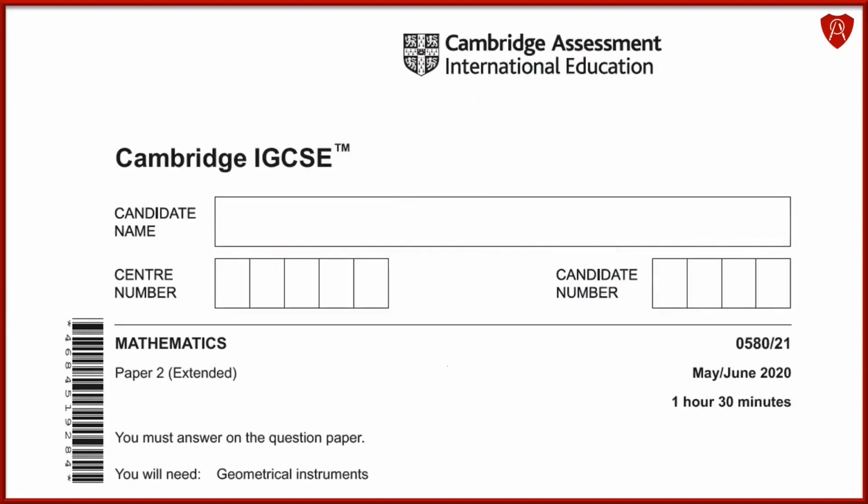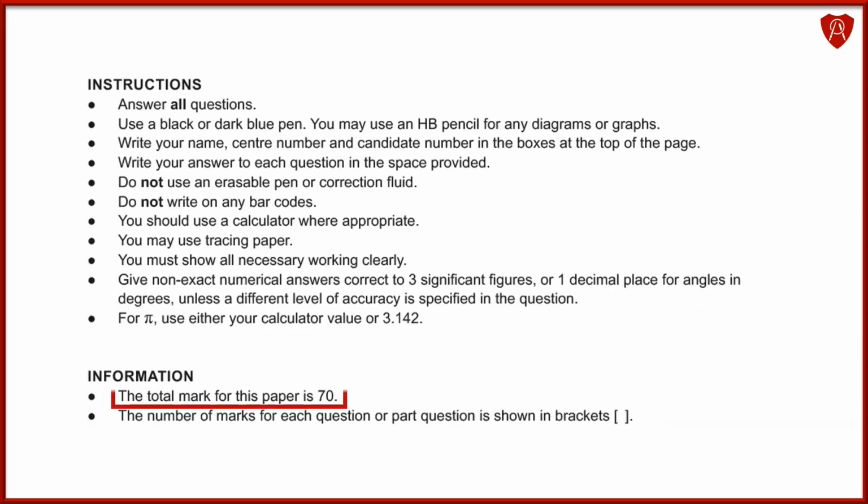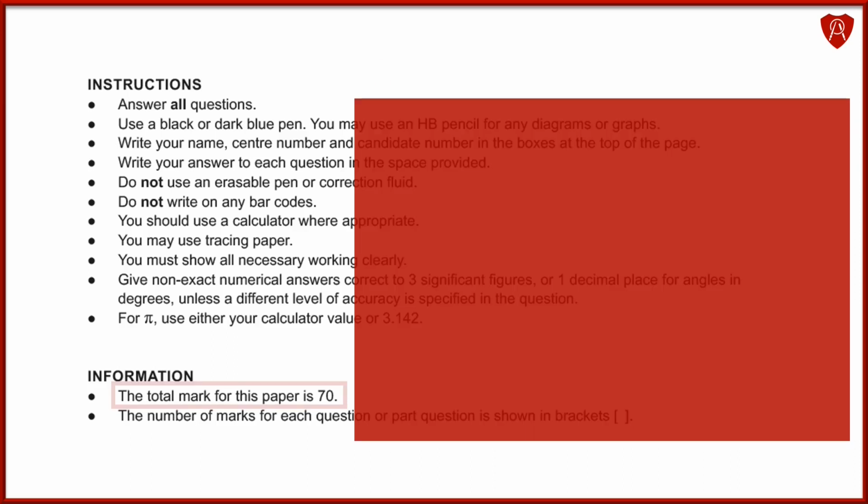This is a fully worked solution for an exam from Cambridge Assessment International Education. Mathematics Paper 2 Extended Curriculum, May-June 2020, 1 hour 30 minutes. Fully worked out solution. This paper has a total of 70 marks.